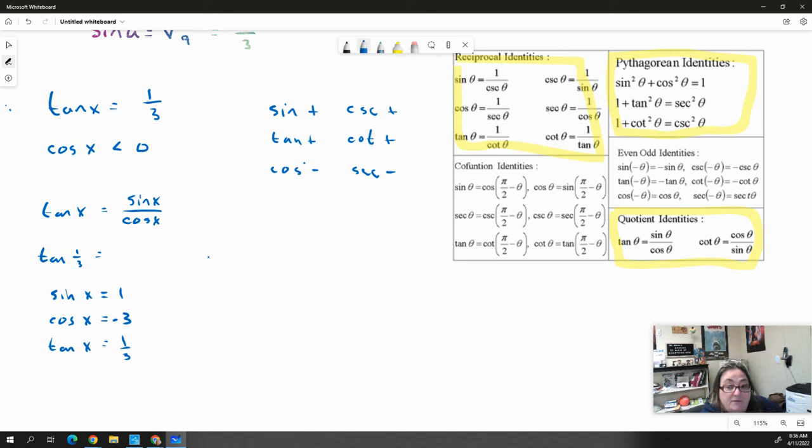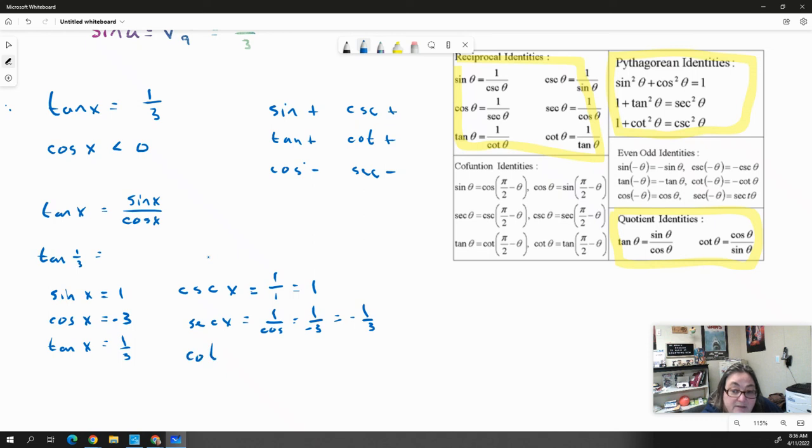This is cosecant of x, right? What do we know about cosecant? It's 1 over sine. Well, that's 1 over 1, right? Cosecant is 1 over sine, and we know that sine is 1, so that's going to be 1 over 1, which just equals 1. Secant is 1 over cosine. Secant of x equals 1 over cosine, right? Which is going to be 1 over -3, which is just -1/3.